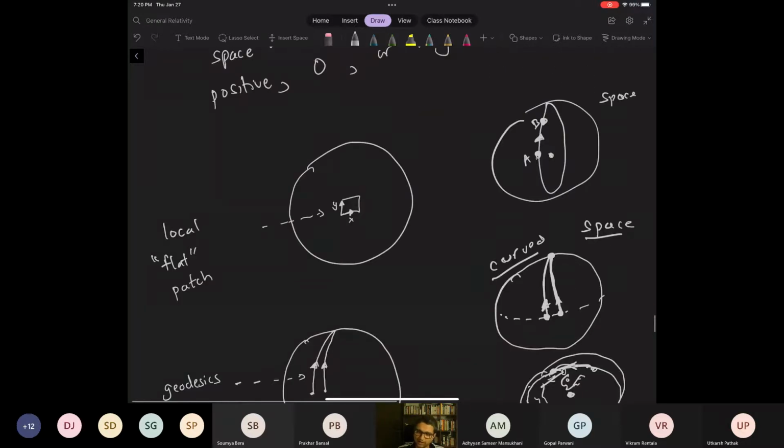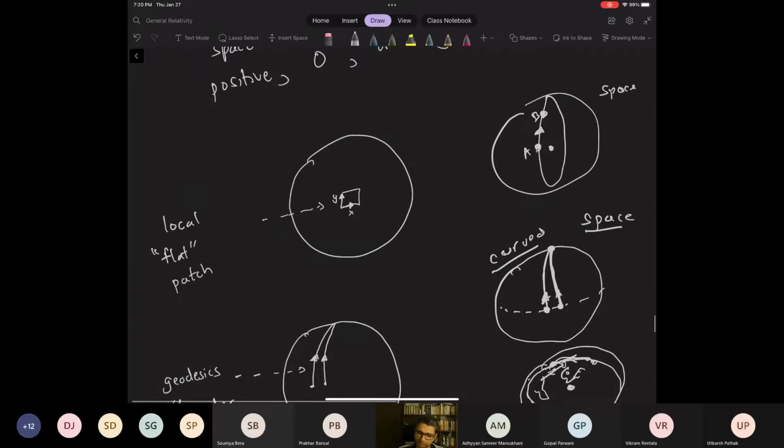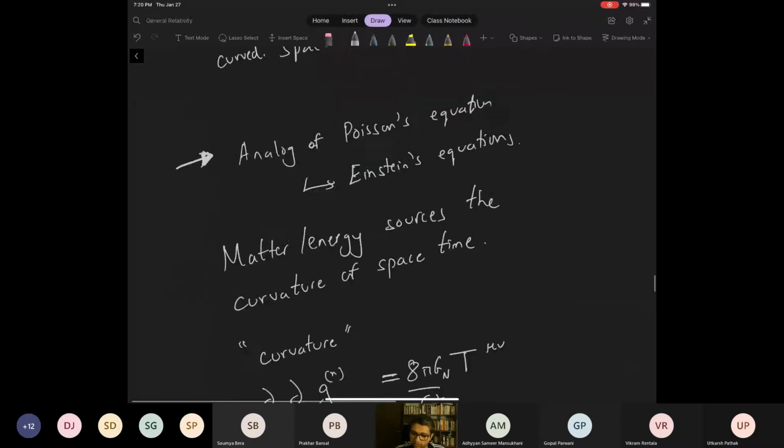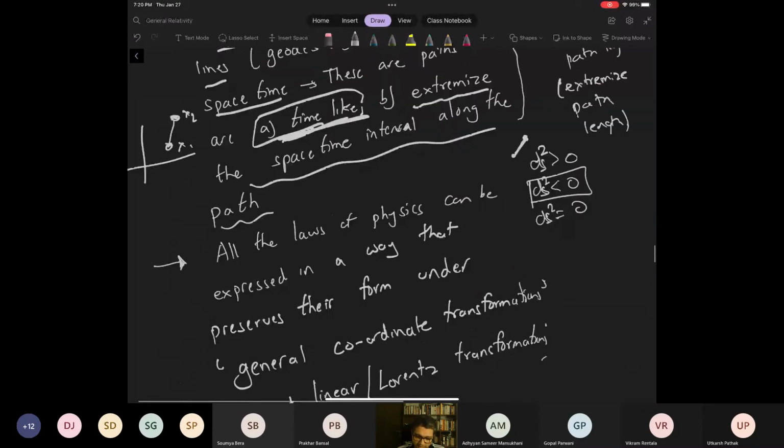So the idea will be similar, except instead of doing this on a space, we will be doing this on a space-time where the distance measured can be positive, negative, or zero. The square of the distance measured can be positive, negative, or zero.